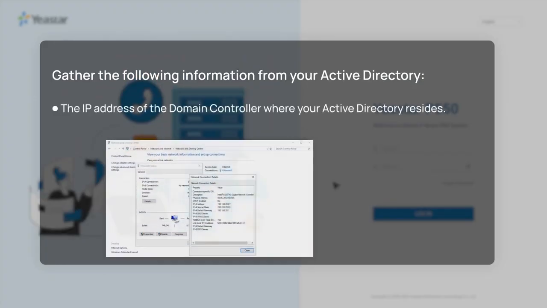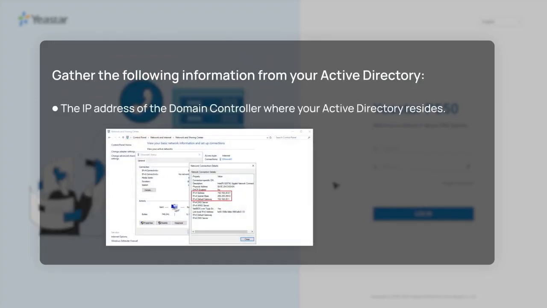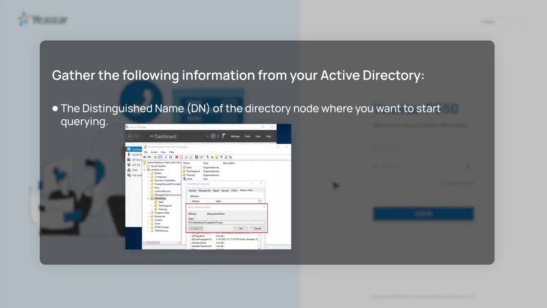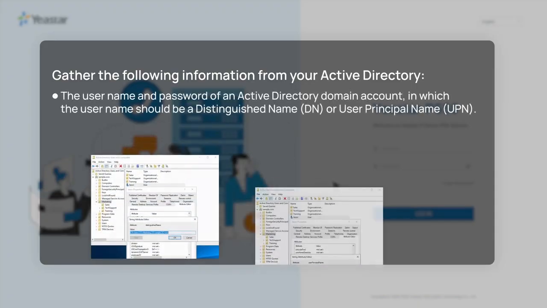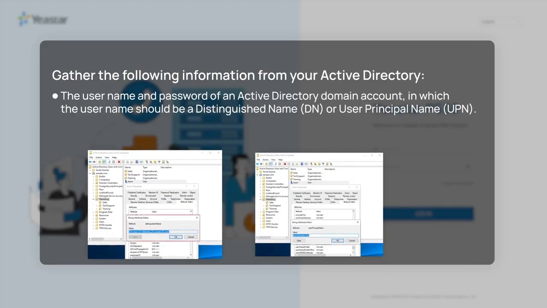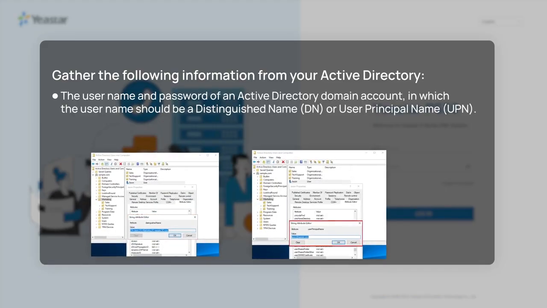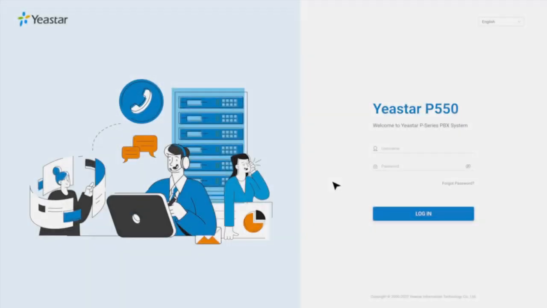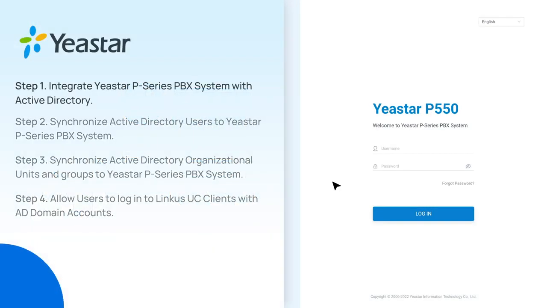The IP address of the domain controller where your Active Directory resides. The distinguished name of the directory node where you want to start querying. The username and password of an Active Directory domain account, in which the username should be a distinguished name or user principal name. The account needs full access to the desired directory, so as to read the directory information during synchronization. Now that we have all the information and access, we can start the integration.